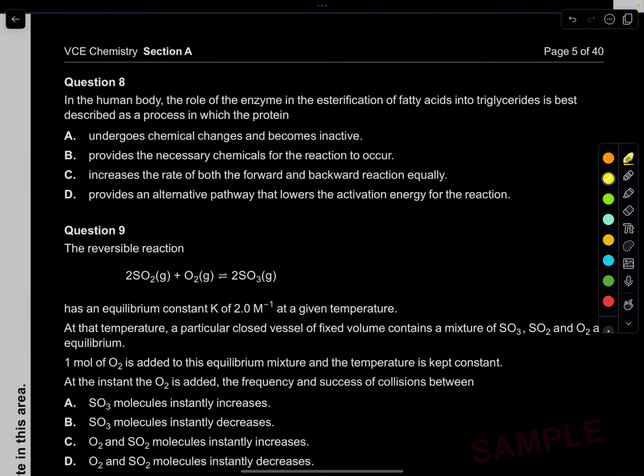Question 8. In the human body, the role of an enzyme in the esterification of fatty acids into triglyceride is best described as... Esterification is another word for condensation reaction. And remember, a condensation reaction is where a bond is formed between two molecules. A process in which the protein undergoes chemical changes and becomes inactive? Rubbish. Remember, an enzyme is just a biological catalyst. A catalyst doesn't get affected. It's used in the reaction just to increase the rate of reaction.